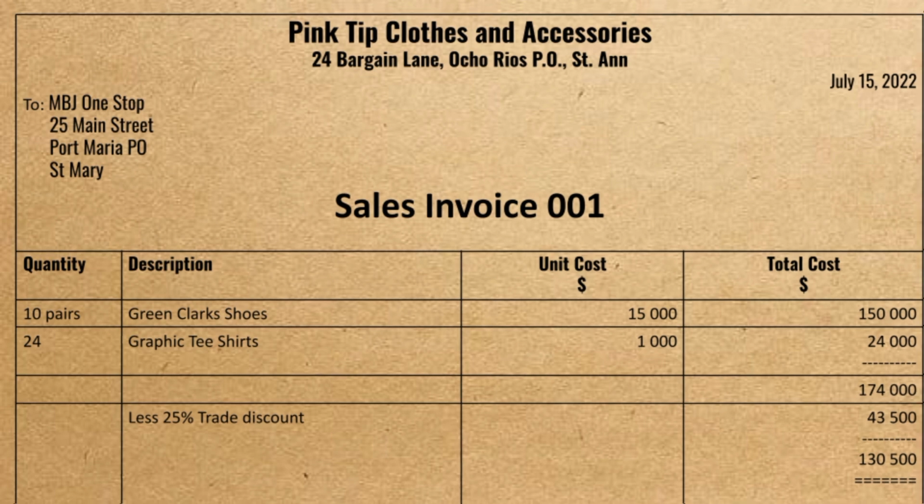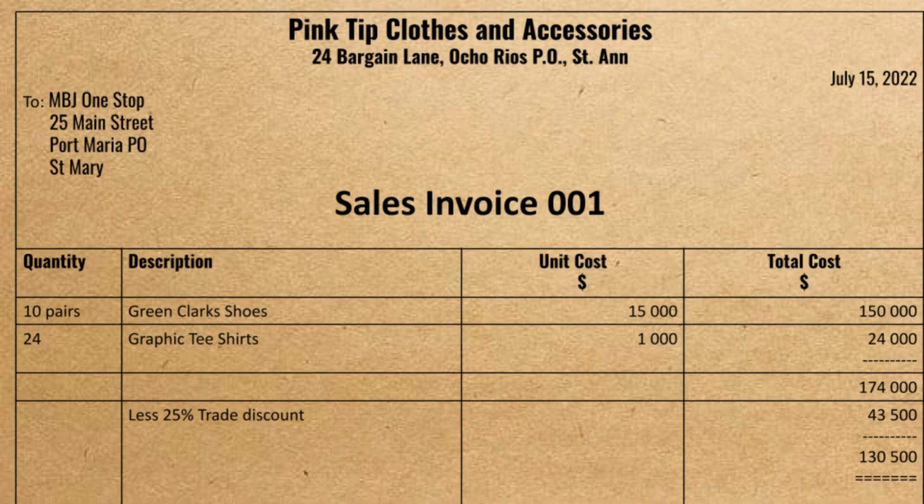Next you have the name and address of the customer. MBJ One Stop, 25 Main Street, Port Maria, St. Mary. The name of the document being prepared is of utmost importance. If your document does not have a name, your examiner may not know what document you are preparing, and you may lose marks. This document is a sales invoice. Note there is a unique number 001. Always ensure that any invoice that you prepare has an identifying number. This number becomes useful later on when transferring the information to your books of original entry, such as your sales day book or sales journal in this case.